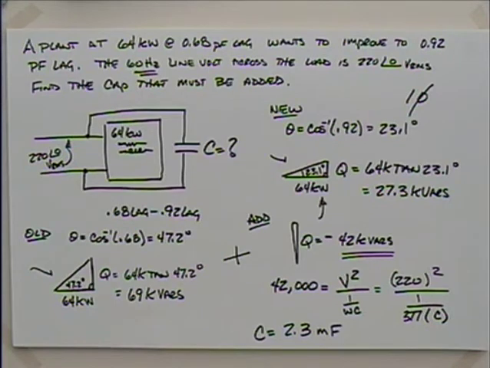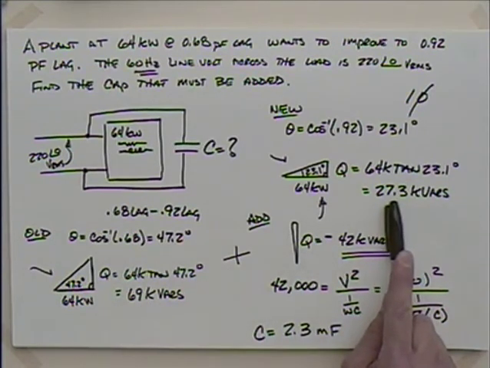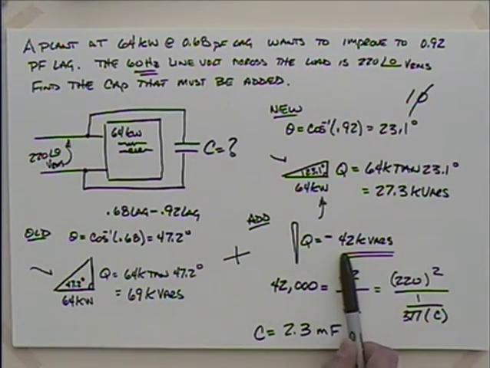Question? Where the 42 came from, we'd have to add that much. If I take, how do I get from 69 kVARs to 27 kVARs? I have to add minus 42 kVARs via the capacitor.